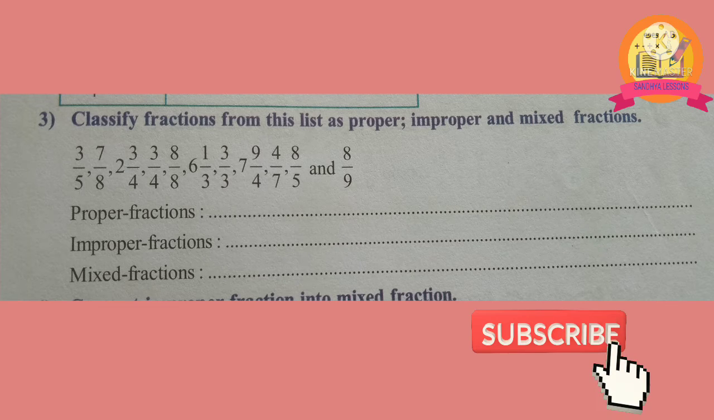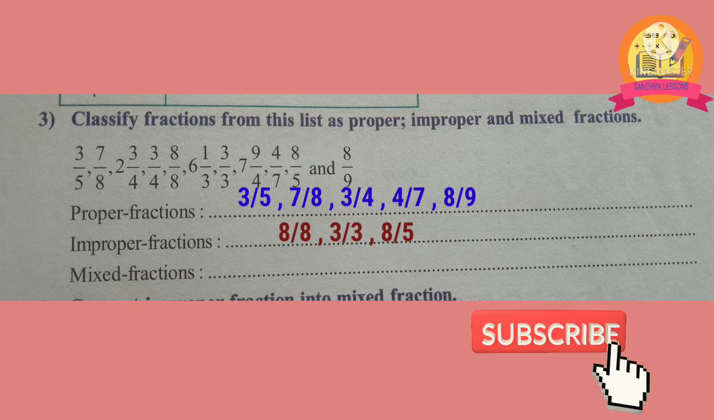Third Roman, classify fractions from this list as proper, improper and mixed fractions. Proper fractions from the given list are 3 by 5, 7 by 8, 3 by 4, 4 by 7, 8 by 9. Improper fractions are 8 by 8, 3 by 3, 8 by 5. Mixed fractions are 2 3 by 4, 6 1 by 3, 7 9 by 4.